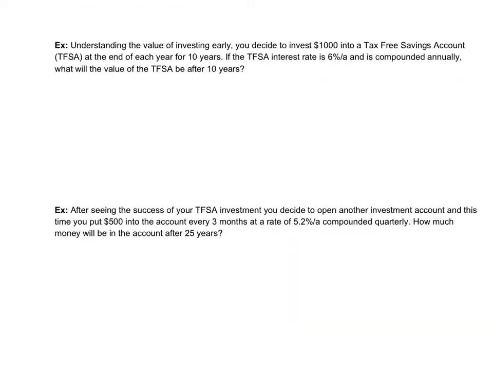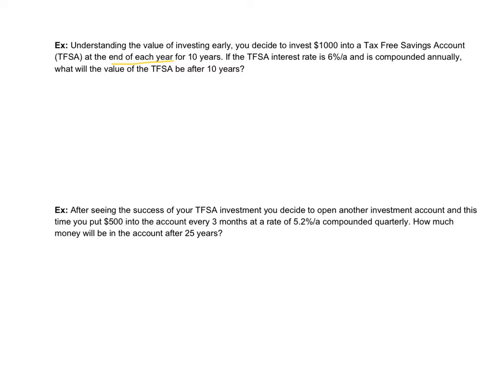In the first example, understanding the value of investing early, you decide to invest $1,000 into a tax-free savings account at the end of each year for 10 years. Here's the clue that it's an annuity. You are investing money at the end of each year. It's not a one-time thing, it's multiple times.